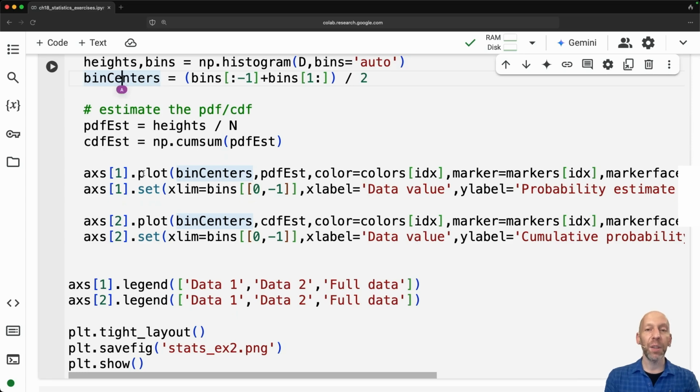Okay, so from here, it's very straightforward. We plot the bin centers by the PDF estimate, which is the heights divided by the total number of data points. And now, to estimate the CDF, I'm just taking the cumulative sum of the PDF values. As you know from the previous exercise, you can also use scipy cumulative Simpson or cumulative trapezoid to estimate the CDF. That's fine. In fact, that's probably better. It's probably a little bit more accurate numerically than the NumPy approach, but this is how I coded it. Okay, so then I plot those over here in the third axis.